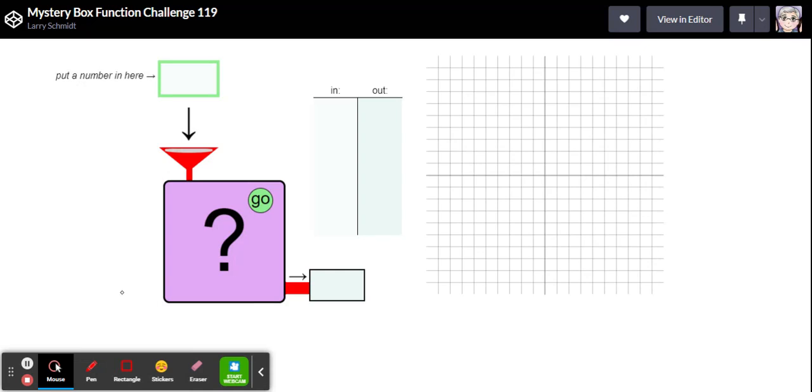In the purple mystery box there is some math and your challenge is to figure out what that is. You can use the link in the description to try it out, and when you've got an idea, come on back and see if we get the same thing.